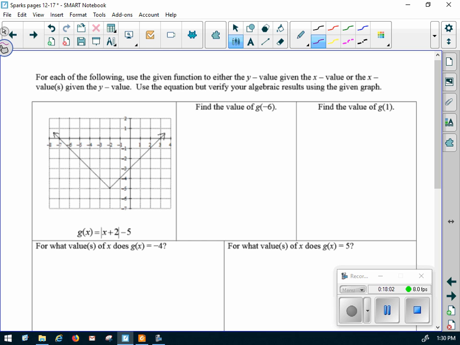Okay, let's do this part. For each of the following, use the given function. So here's our function. Here's the graph. To find either the y value given the x value or find the x value given the y value. Use the equation to do the work, but verify your answer using the graph. Can do.